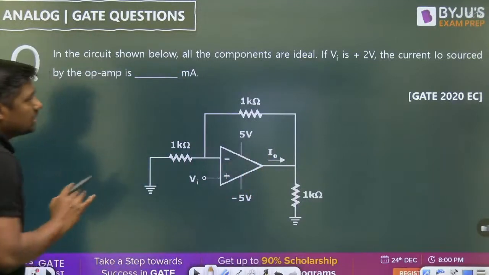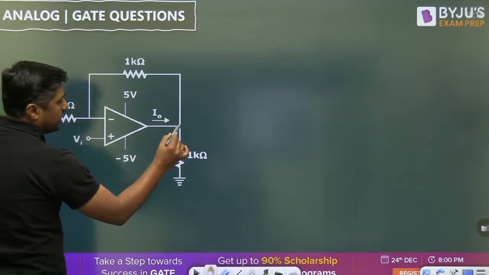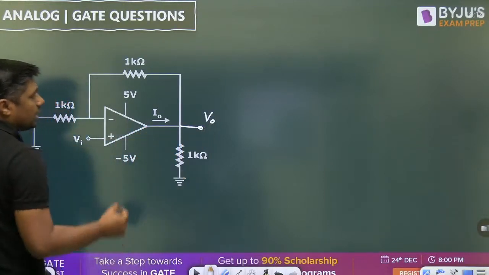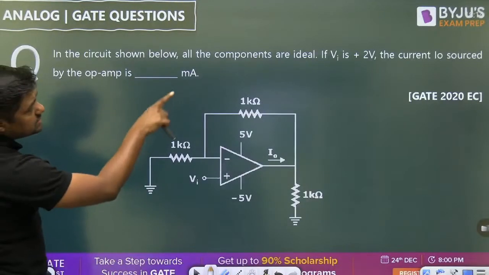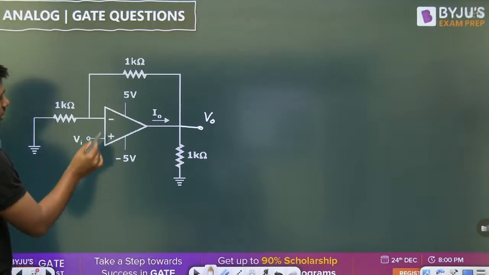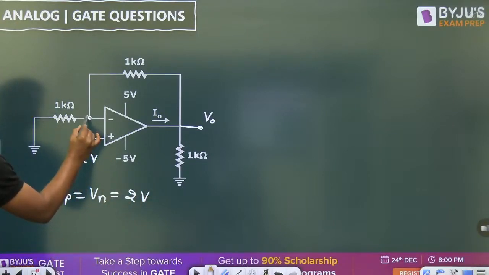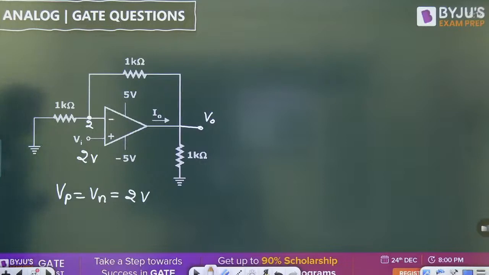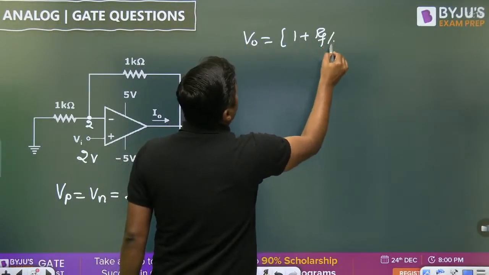Now what is the method? Very simple. If you want the I0 at this point, first find the voltage at this point. Vi is given as 2 volt. According to the virtual short concept, Vp is equal to Vn, which is 2 volt. Then to find V0, we can apply KCL, or remember this is a non-inverting operational amplifier. Therefore directly we can say V0 is equal to 1 plus Rf by R1 into Vi.